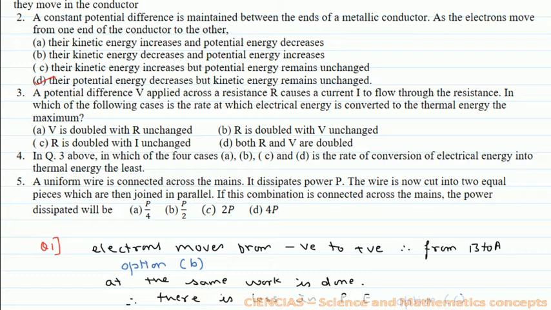Now in the third question, a potential difference V is applied across resistance R causes a current I to flow through the resistance. In which of the following cases is the rate at which electrical energy is converted to thermal energy the maximum? Option A, V is doubled, R is unchanged. Option B, R is doubled with V unchanged. Option C, R is doubled with I unchanged. Option D, both R and V are doubled.